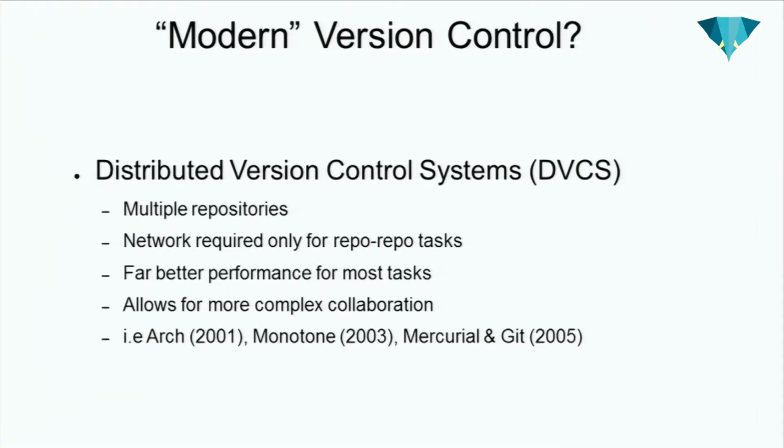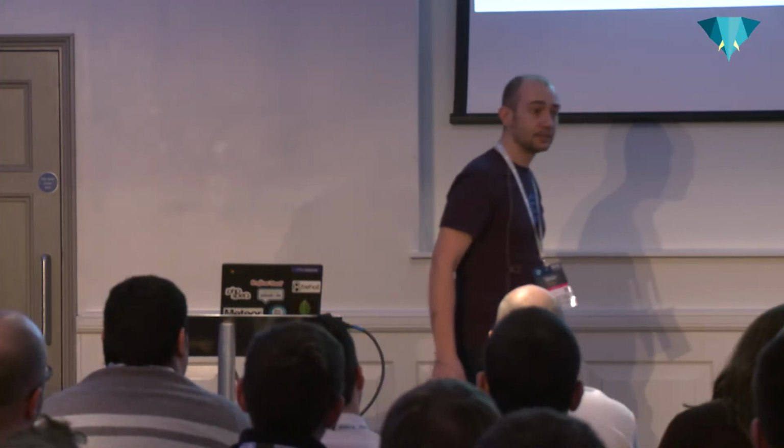And even more importantly for today, distributed version control systems allow for a more complex collaboration model. So a more disparate team can work together, and this makes that possible without the team all having to be able to contact the same repository. Examples include Arch, which is really old. Has anyone used Arch? No, didn't think so. Monotone? Didn't think so. Mercurial? A bit more popular. Good. And Git? There we go. Excellent.